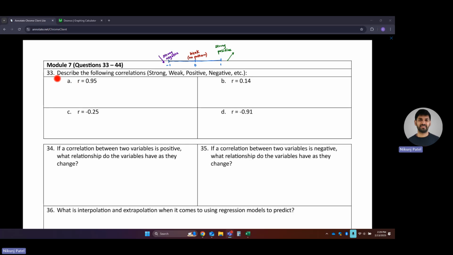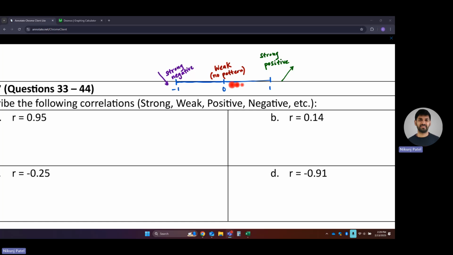And so for each of these R values, we need to describe what type of correlation it is based on the R value. The R value scale looks like this. Zero's in the middle, and then it goes as far as 1 on the right or -1 on the left. On the right side, we have a strong positive correlation, meaning the two variables that we're investigating are closely correlated with each other. So the further on the right this R value is on this scale, the closer to 1 it is, the stronger and more positive the relationship is.